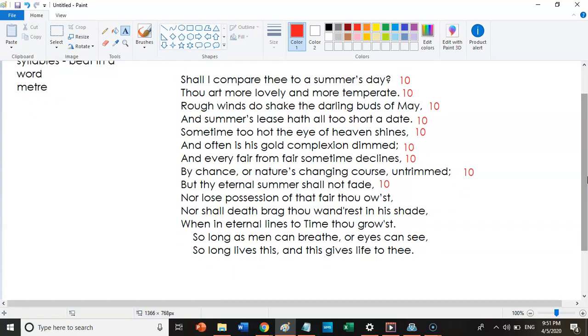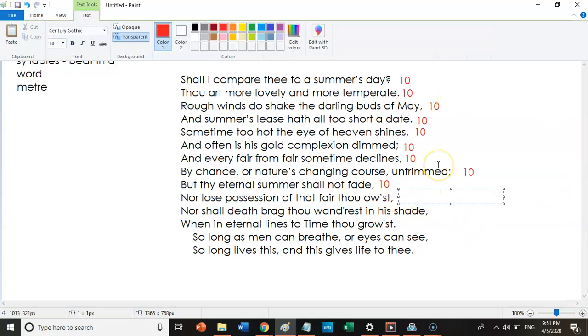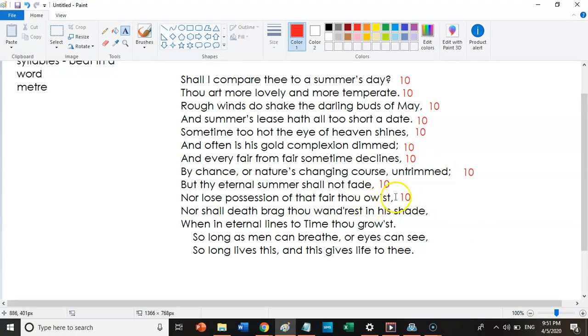Nor lose possession of that fair thou owest. 10 syllables. Notice owest becomes 1 syllable. In fact, Shakespeare there with that apostrophe has taken out an E to make it have 1 syllable. Otherwise it would say owest, 2 syllables, but by taking it out it becomes ost, 1 syllable, right? So he's playing with language there to make it fit this syllable pattern. We call this a syllable pattern, how many syllables are in each line.